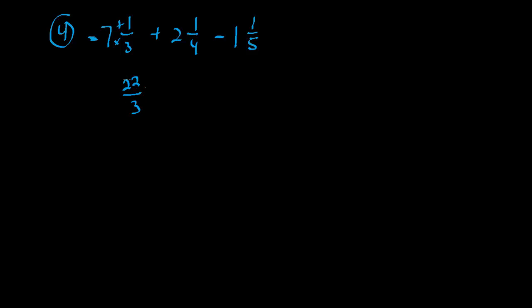Right? If we were to rewrite this, it would be 7 plus 1/3, which is 22 over 3. So this is actually negative 22 over 3. And the sign just comes down. We just converted this into an improper fraction, then we just add the sign. 2 times 4 is 8. 8 plus 1 is 9. So this is 9 over 4. And again, don't touch the negative. 1 times 5 is 5. 5 plus 1 is 6. Minus 6 over 5. Now we need to know the LCD of 3, 4, and 5.